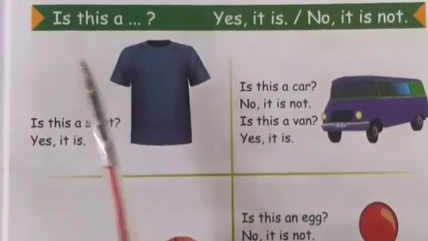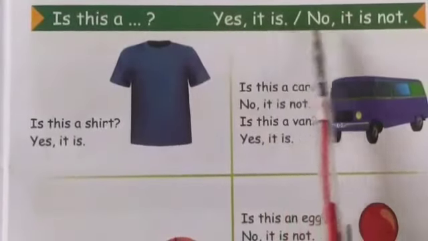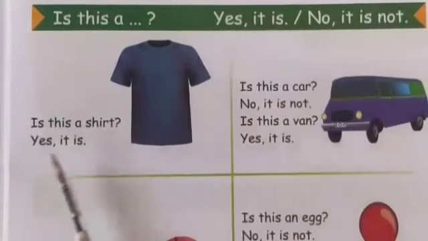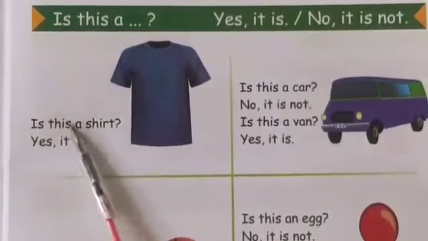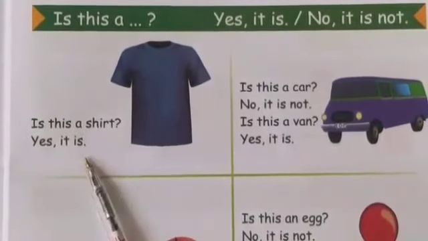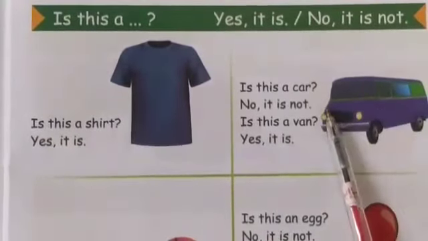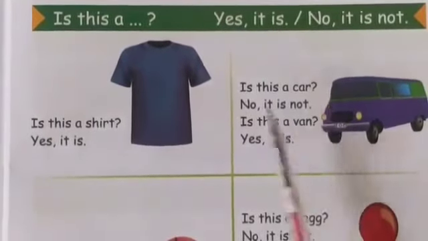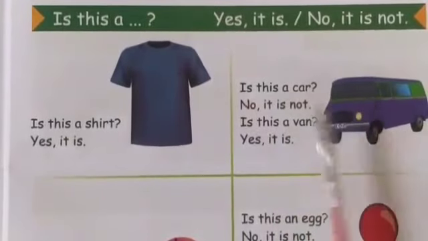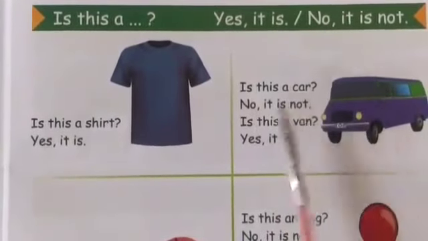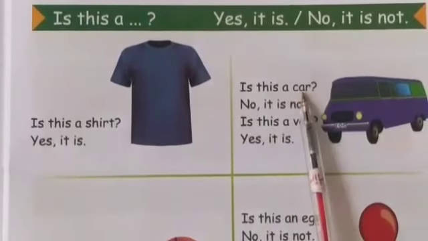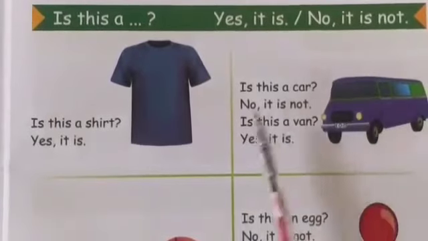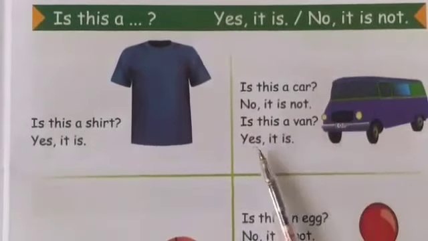Is this a shirt? Yes, it is. No, it is not. Now let's see the next object. Is this a car? No, it is not. Is this a van? Yes, it is.